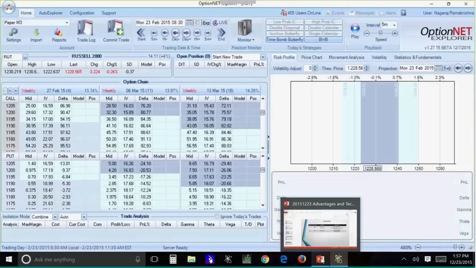I'm going to go back to the presentation. I had to breeze through it. I apologize again, and for whatever reason, the option net is not lining up with my notes, with what my live trade showed.